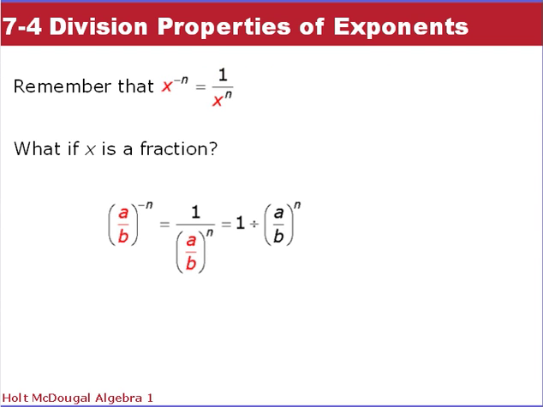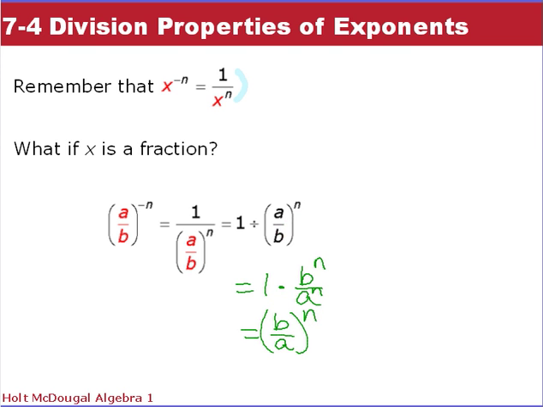So remember that x to the negative n is the same as doing 1 over x to the n. Just put it over 1. If x is a fraction, actually, let's not do it that way. We're dividing by a fraction, same as multiplying by the reciprocal, b over a. So we can take the exponent and distribute it, so dividing by a over b to the n, we can multiply by b to the n over a to the n, which would be the same as b over a to the n power.